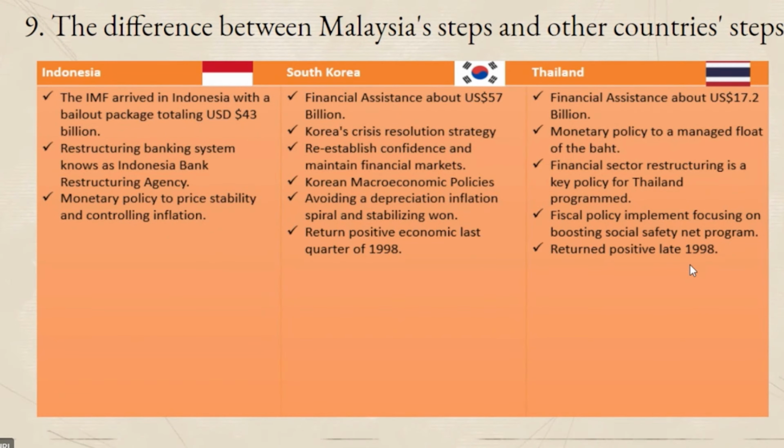Between these three countries, Korea was the fastest to overcome this Asian financial crisis, because of the won and the stabilizing of the economy, and the Korean industry has been more positive than the other countries.